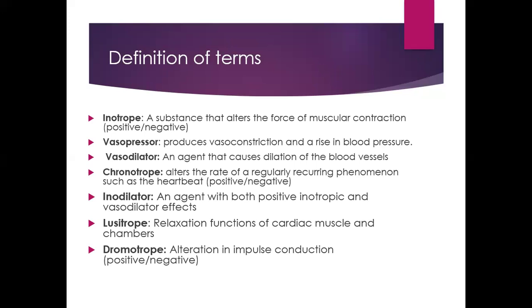Inodilator, or vasodilator. An inodilator is actually a combination of agents like milrinone, which is a phosphodiesterase inhibitor. It has both an inotropic and vasodilator effect. Lusitropes are drugs that cause relaxation of the cardiac muscles and chambers. Dromotropes: really, most of our vasoactive agents do not have a dromotropic effect, because these cause alteration in impulse conduction along the electrical fibers of the heart.